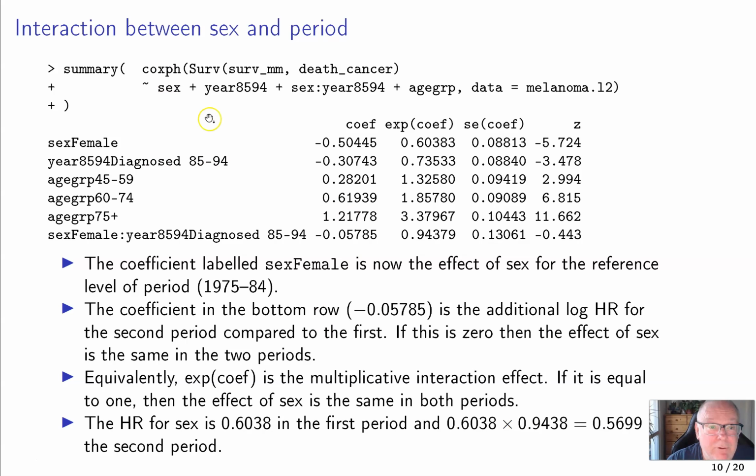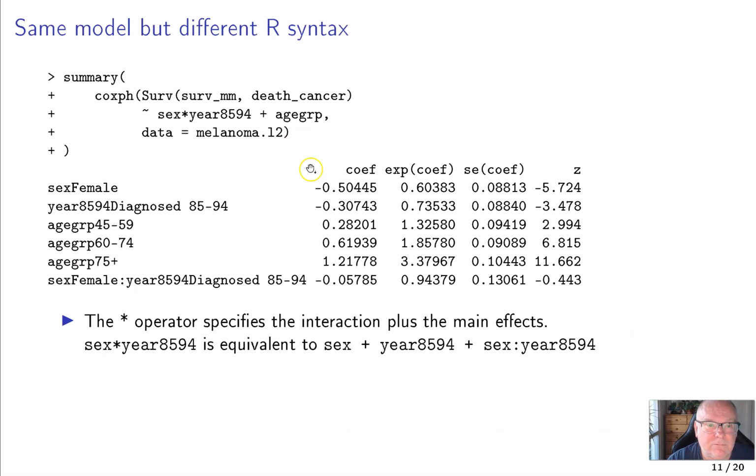So here we put in all of the main effects, and then we put in the interactions with a colon operator. We can also use the asterisk operator. The asterisk operator automatically includes all interactions and all main effects.